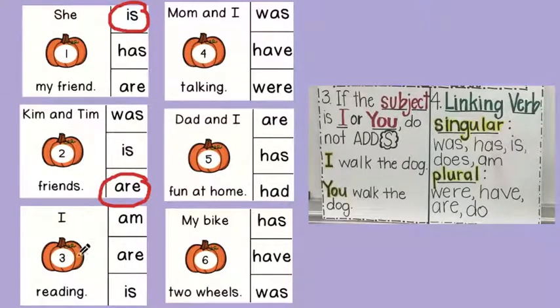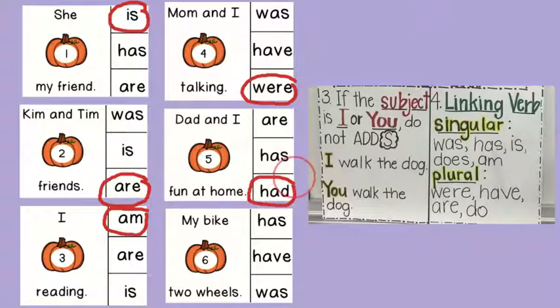Number three, I blank reading. Am, are, is. Am is our correct answer. Number four, Mom and I blank talking. Was, have, were. Were is our correct answer. Number five, Dad and I blank fun at home. Are, has, had. Had would be the correct answer.